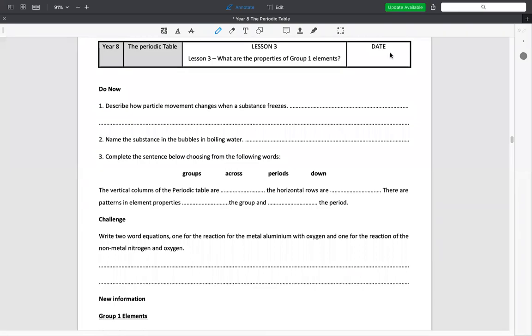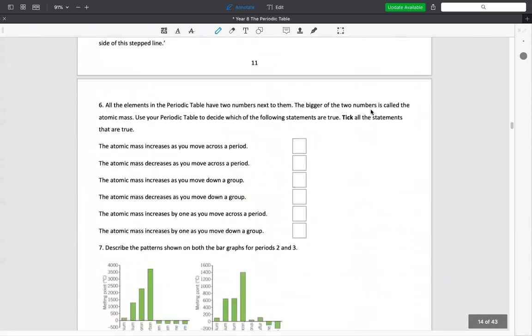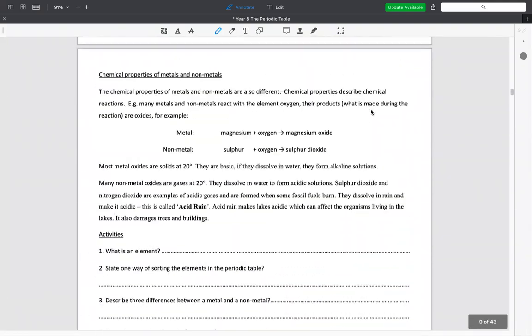Welcome back, guys. So in today's lesson, we're going to have a look at group 1 elements in more detail and looking at all the properties of those group 1 elements. Before we do that, let's go back to the periodic table and have a look at what we already know about our group 1 elements.